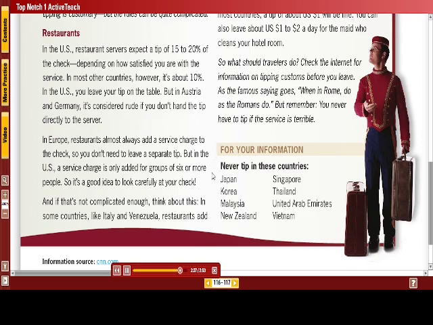For your information. Never tip in these countries: Japan, Korea, Malaysia, New Zealand, Singapore, Thailand, United Arab Emirates, Vietnam.